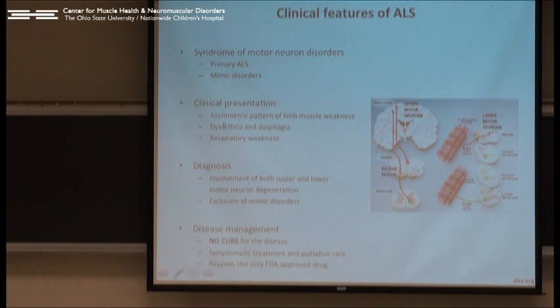Diagnosis requires the involvement of both upper and lower motor neuron degeneration. You exclude other disorders like MS and such, and ultimately get diagnosed by exclusion of other disorders and inclusion of muscle weakness, followed by electrophysiological findings in this disease. We've heard there's no cure for the disease. There's symptomatic treatment and palliative care. Riluzole is the only FDA-approved drug.